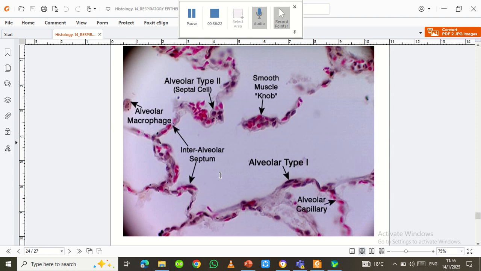So in this diagram, you can appreciate that the type 2 pneumocytes, they are cuboidal, while the type 1 pneumocytes, they are squamous. The type 2 pneumocytes have about 3% of the surface area, while the type 1 have about 97% of the surface area. You understand? You can appreciate your alveolar macrophage over here, right?